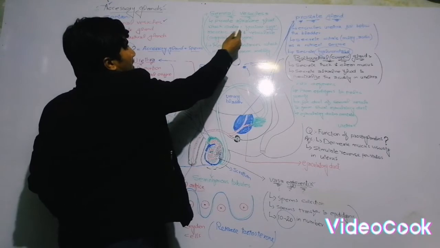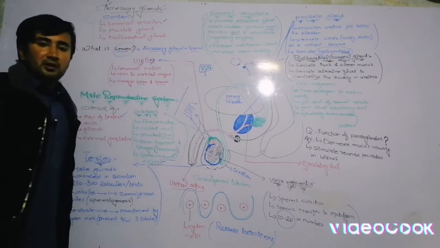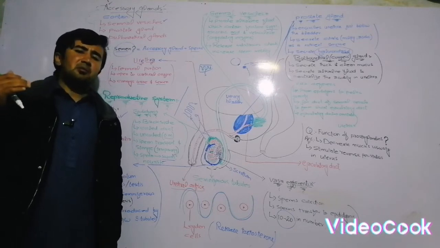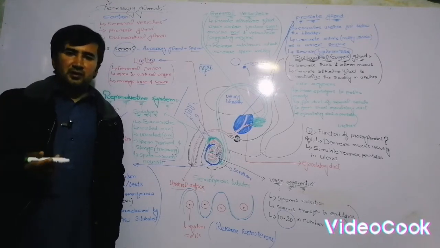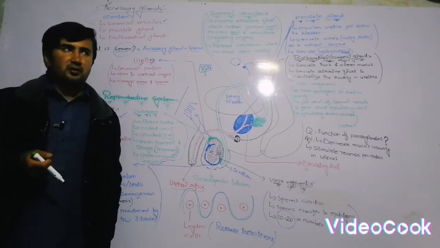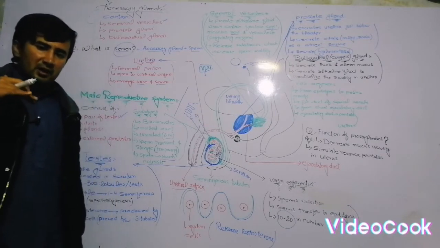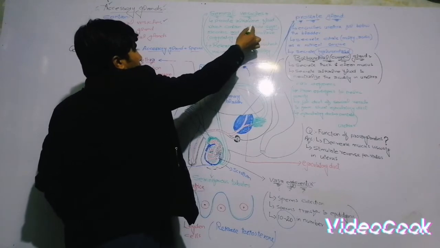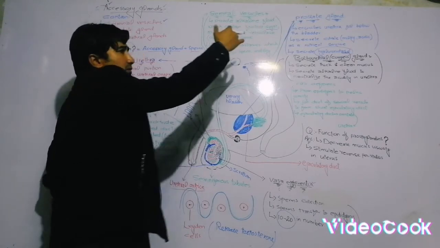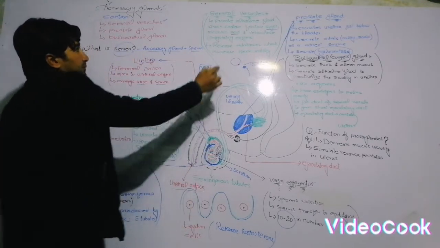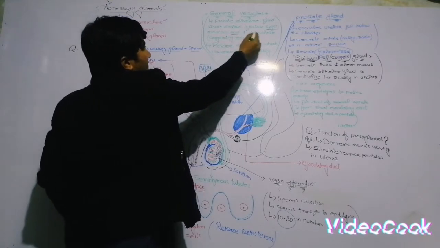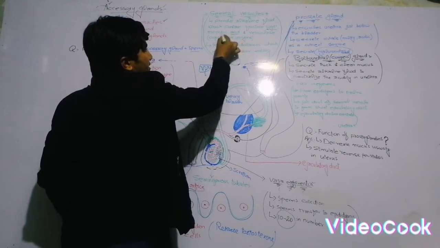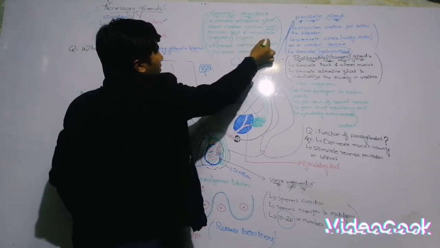Its function is to provide alkaline fluid. It produces fluid which has a higher pH. For example, we have a normal pH of approximately 7, and above 7 we have alkaline fluid. This alkaline fluid contains the sugar for the sperms, the ascorbic acid, and the vesiculase enzyme.